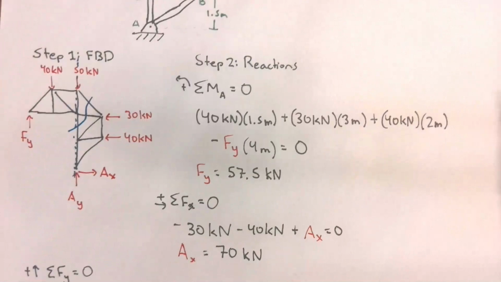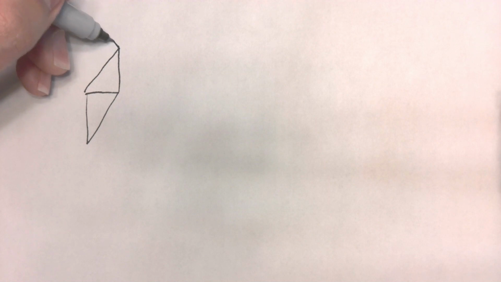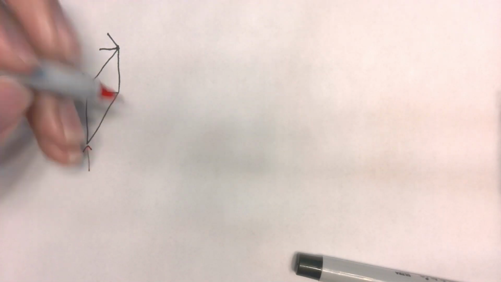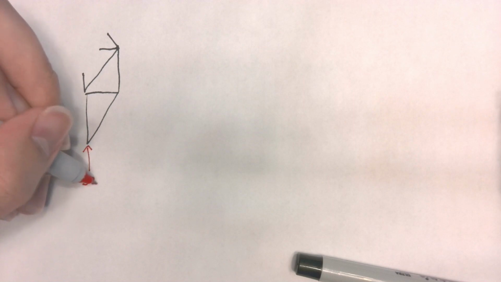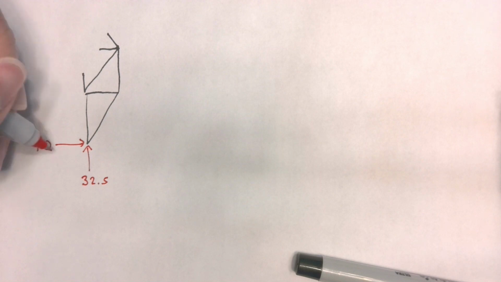Now, I want to use the bottom part of this free body diagram. So just for simplicity, I'm going to draw it again. Essentially, my new cut system will look something like this. I have the bottom part, I have these members, and then I made my cut going through this member and this member. So my free body diagram will have the forces Ay, which is 32.5, and Ax, which was 70 kilonewtons.